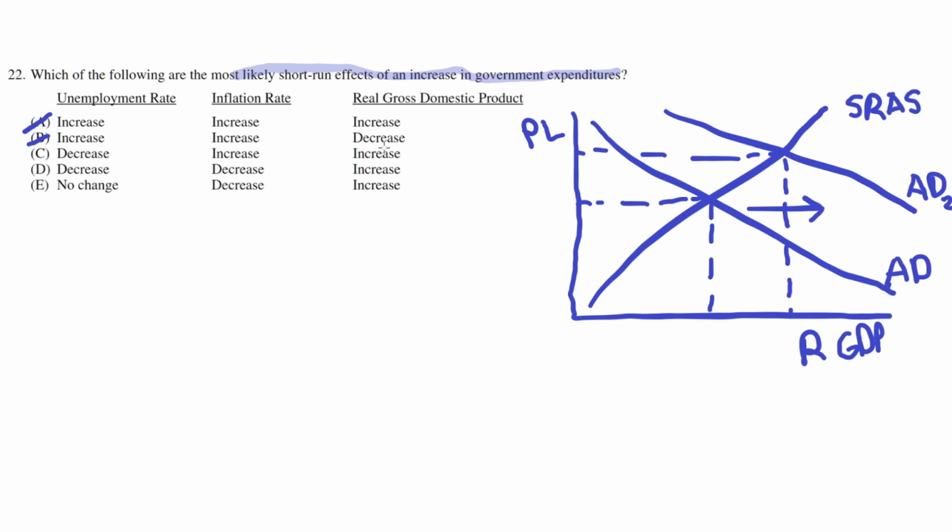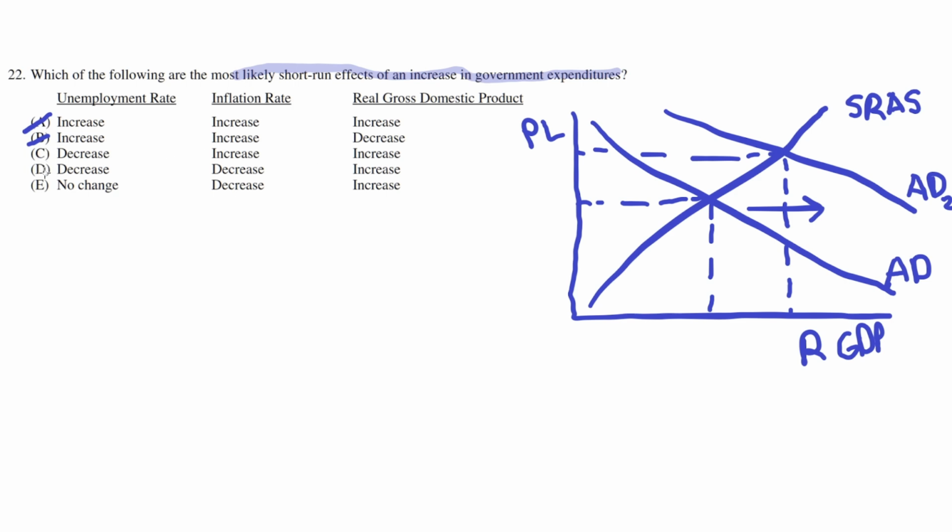Furthermore, it shows a decrease in the real GDP, which is not according to the graph because it shows an increase in the real GDP, not a decrease. C correctly shows that there is a decrease in unemployment, an increase in inflation, and an increase in the real GDP. So C seems to be the correct answer.